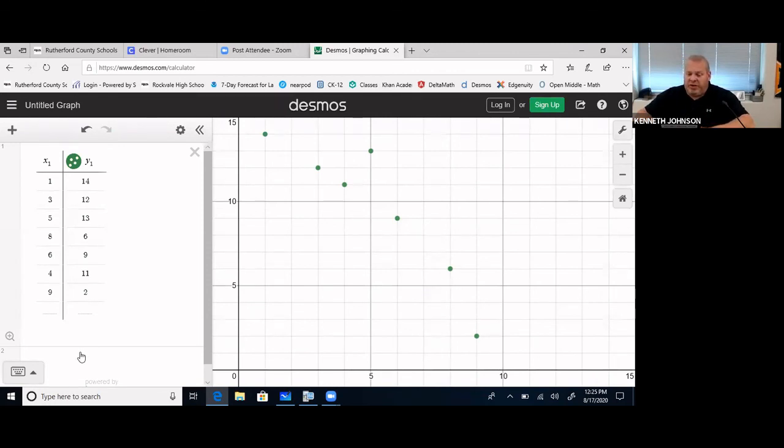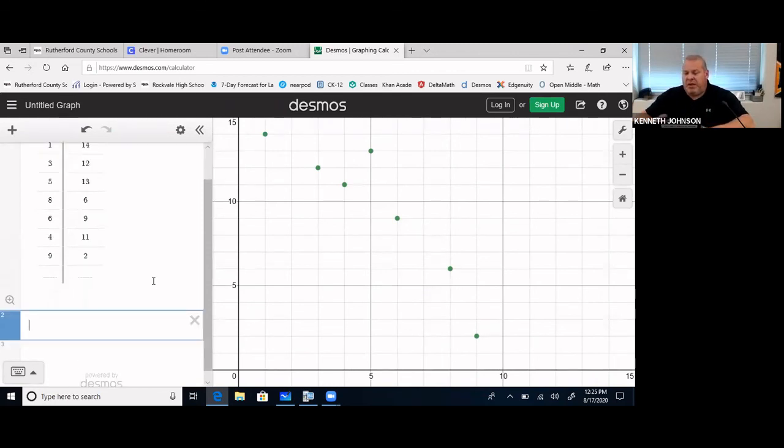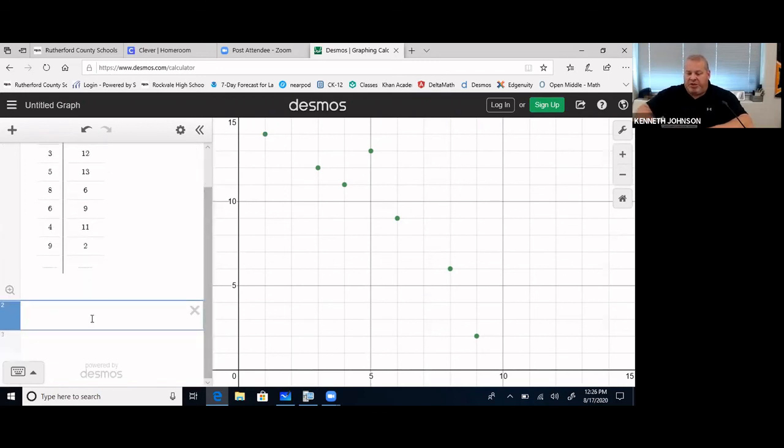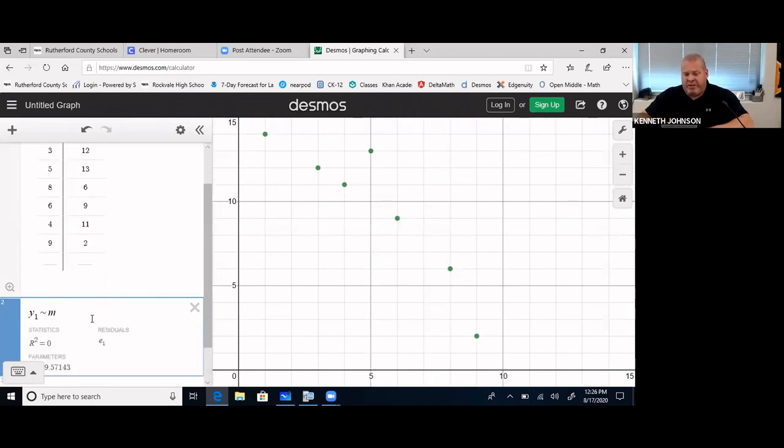Now, here's the little tricky part. If I want to find the regression, there's a specific way you have to do this, which is why I'm making a video. You'll see that this is Y1, this is X1. So to type in a regression, I'm going to have to do Y1. And then I'm going to use the tilde, the little symbol in the top left corner of your keyboard. You have to hit shift to get it, of course. And then I want linear, so I'm going to say M times X1 plus B.